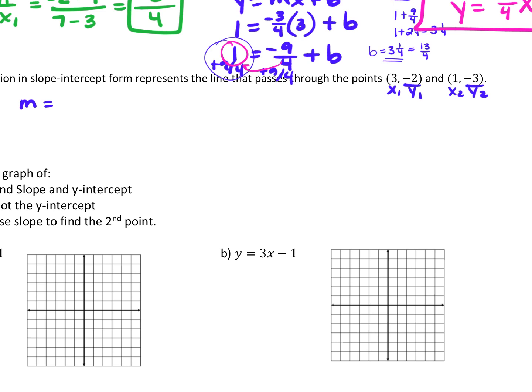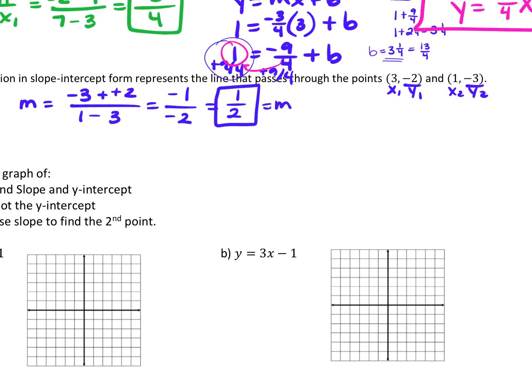Y2 minus Y1. So negative 3 minus a negative 2, that's plus a positive, right? And then 1 minus 3. So you get a negative 1 over a negative 2. What's negative 1 over a negative 2? Positive 1/2, right? A negative divided by a negative is a positive. So your slope should be 1/2. This is your M.